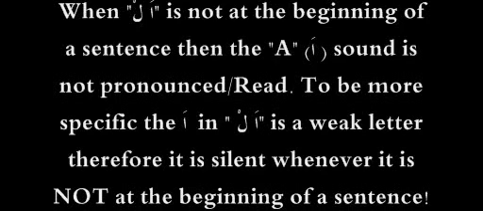So whenever al is not at the beginning of a sentence, i.e. anywhere else other than the beginning of a sentence, then the alif in al is not pronounced. The alif is weak, so it's not pronounced. The grammar states the alif is not pronounced. Now I'll give a few examples. And the first example is: the boy is sitting and the teacher is standing.